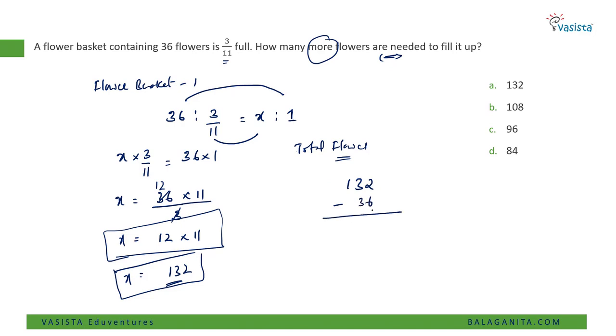2 minus 6 is not possible. 12 minus 6 is 6. 12 minus 3 is 9, so 96. So 96 flowers are required to fill the whole basket. Option C is the right one.